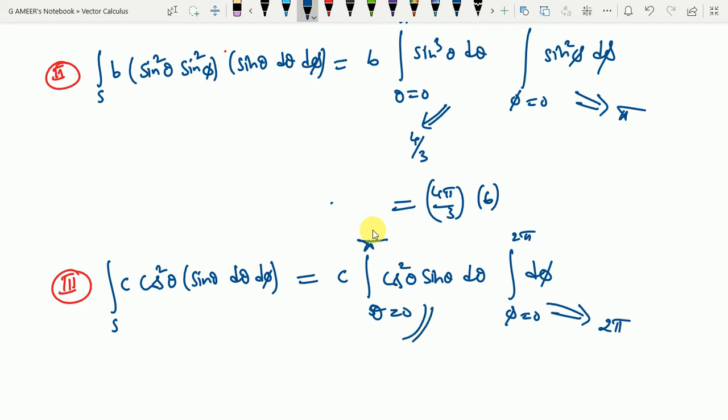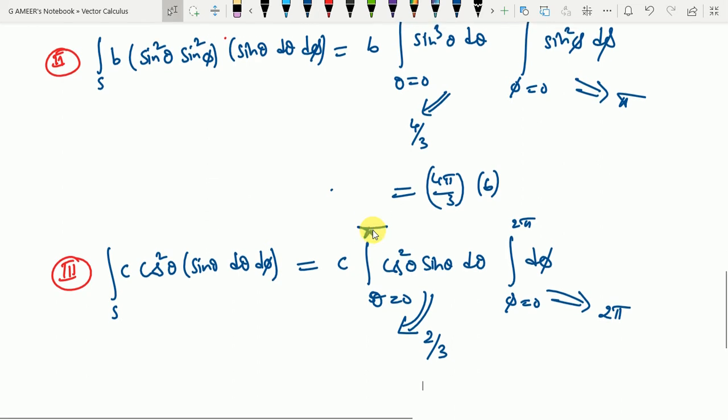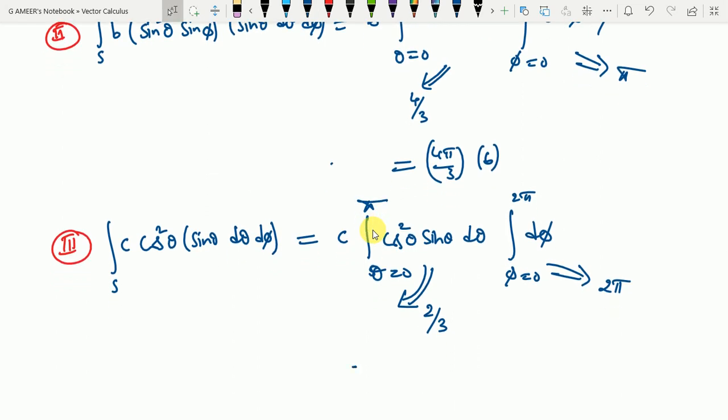Now we need to perform this integration. When I perform it, I'll get 2 by 3. This integration answer will be 2 by 3. So then what is the overall answer for me? The overall answer will come as 4 pi by 3 into C.